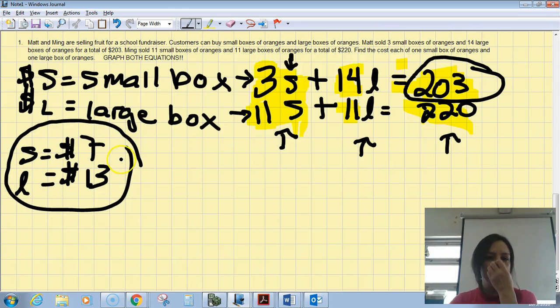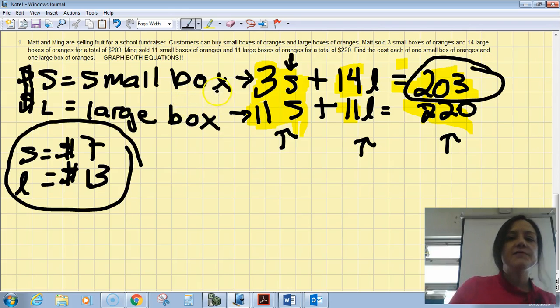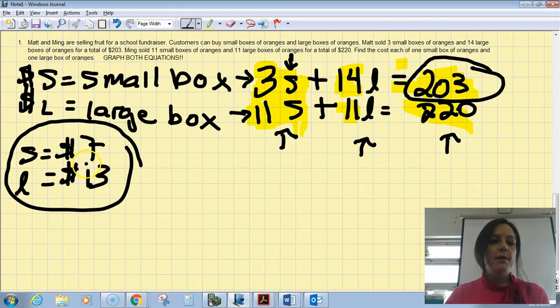Okay, so what do we mean by graph this? What do we mean by graph this? And it's not going to make a lot of sense in terms of this problem because we don't have an independent and a dependent variable. Both variables are just different sizes of boxes. But what we're going to do is change these equations around and just solve for one of the variables in each one.